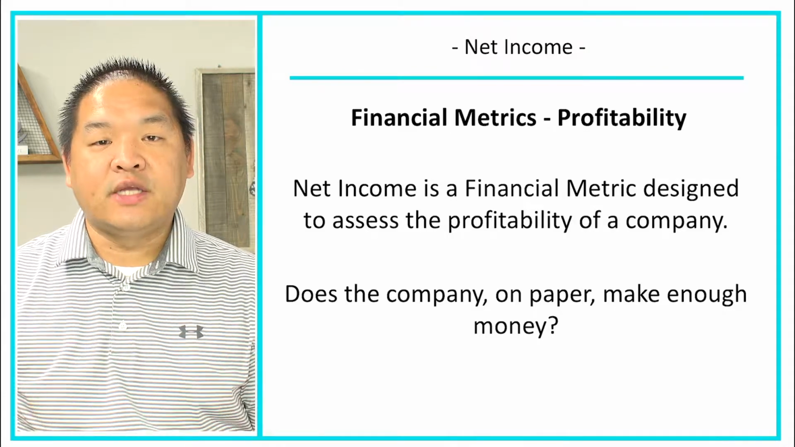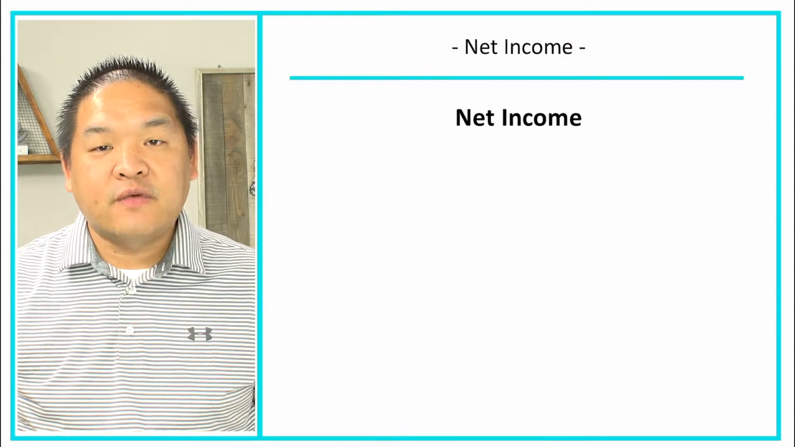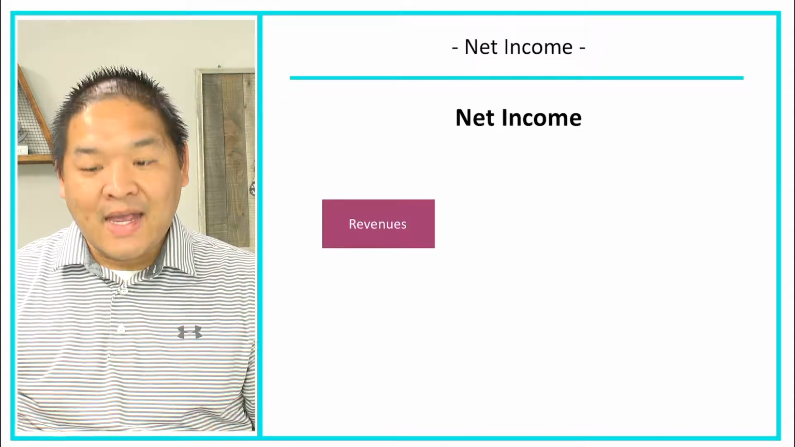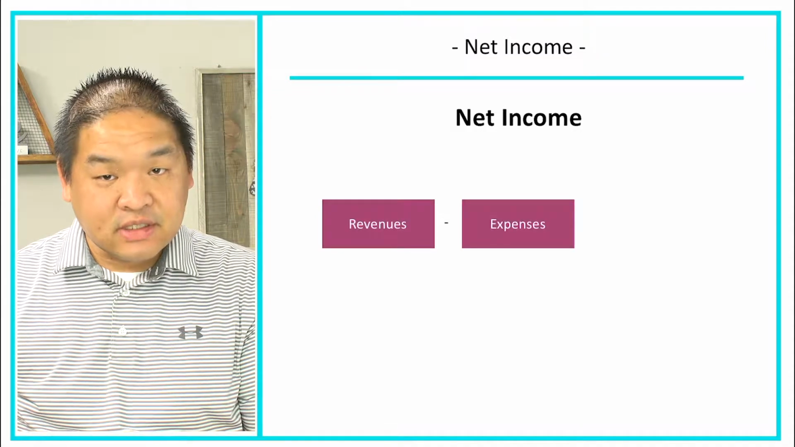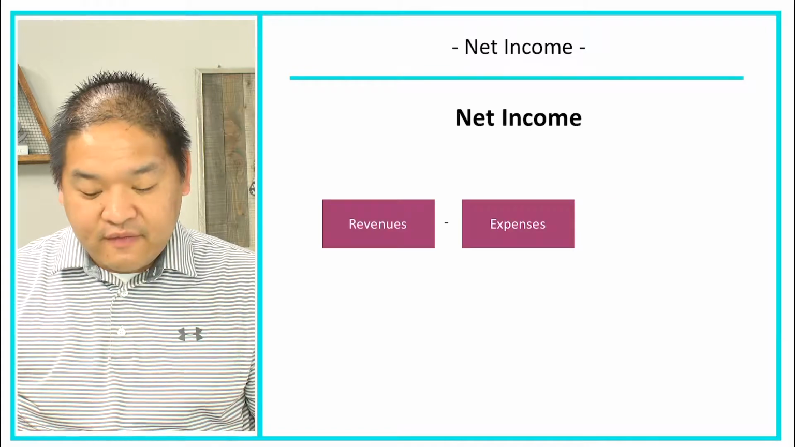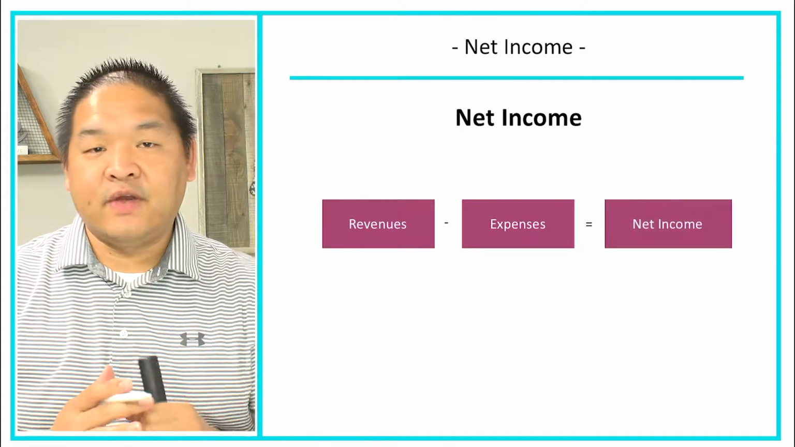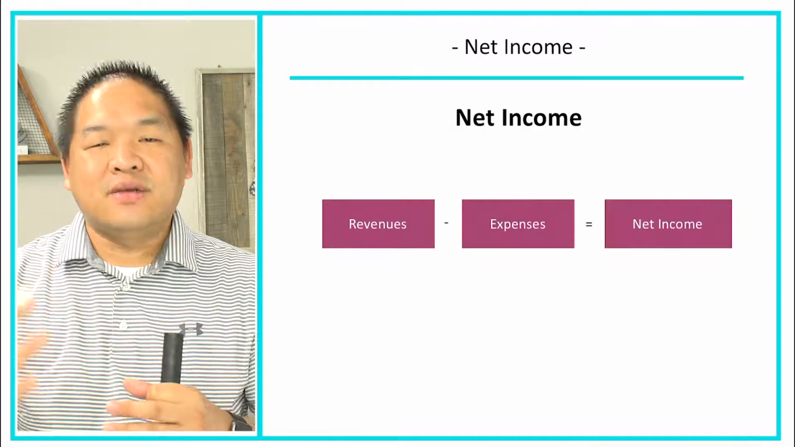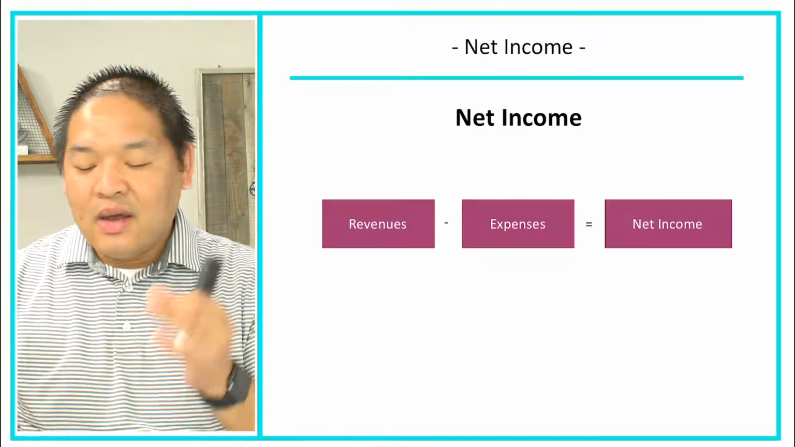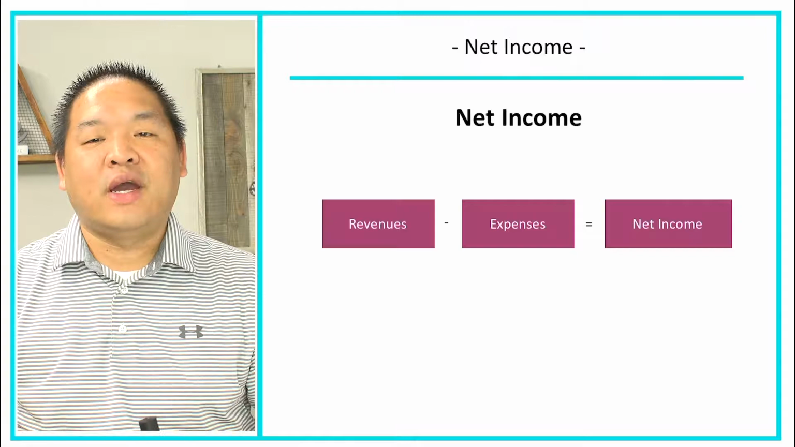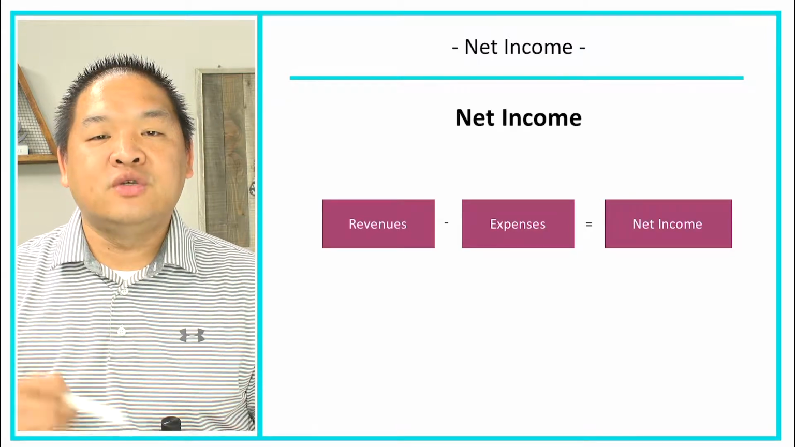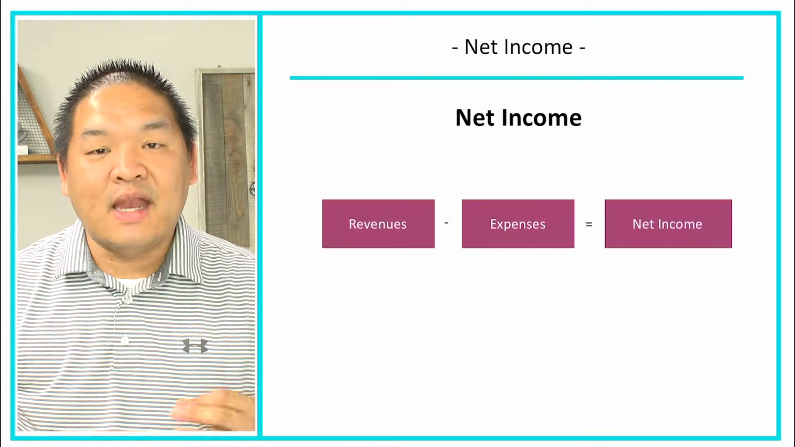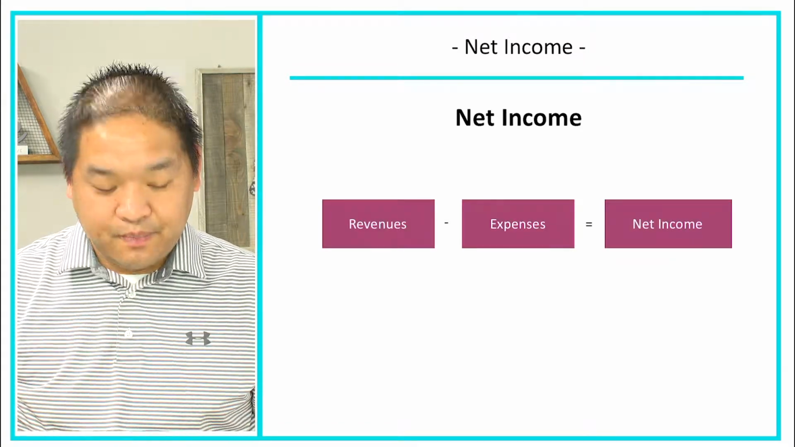Now, what is the equation for net income? The equation for net income is revenues minus expenses will give us net income. This is a very simplistic equation that you're just going to need to know for now. It gets a little bit complex later down the road, but for what we're trying to teach you right now, revenues minus expenses equals net income. That's the basic net income equation, okay?